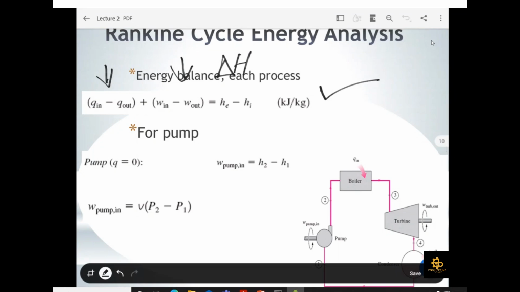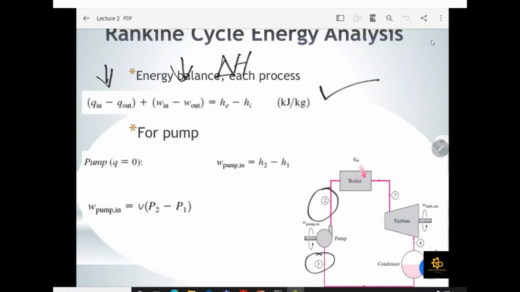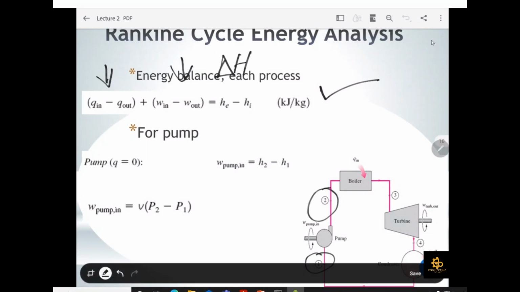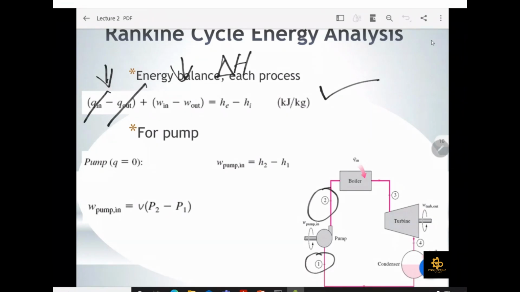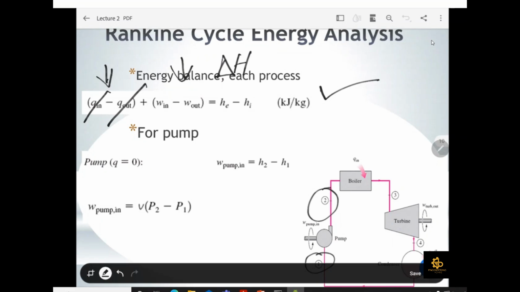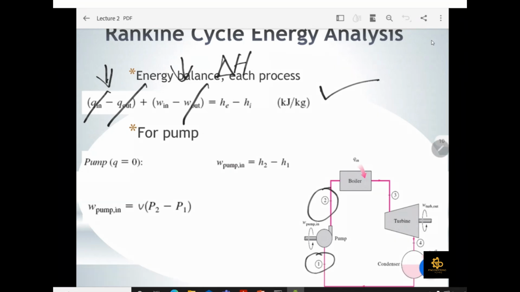So in order to analyze, for example, I want to analyze my pump. Where is the pump? The pump is installed between point 1 and 2. As you know, for the pump there will be no heat involved, so all our Q terms are 0. We have to supply work to our pump, so W out is 0, and this is HE. HE is defined as your enthalpy at the exit point, and HI is your enthalpy at the inlet.